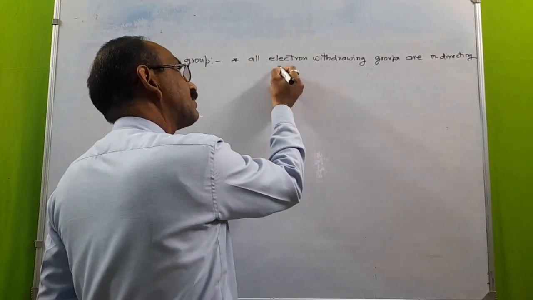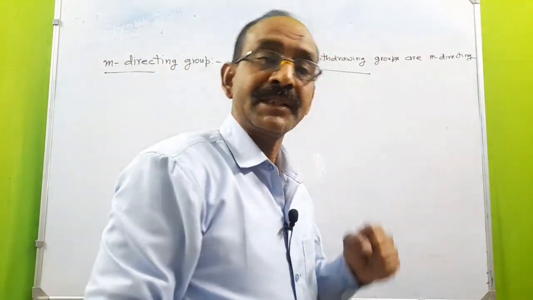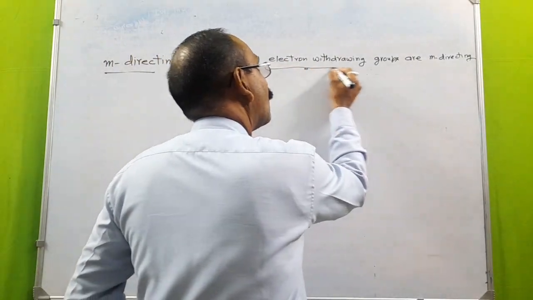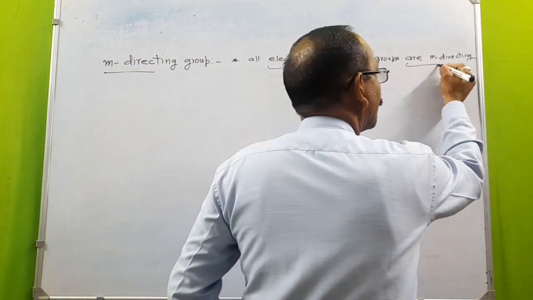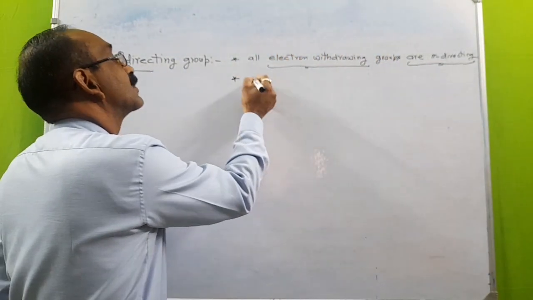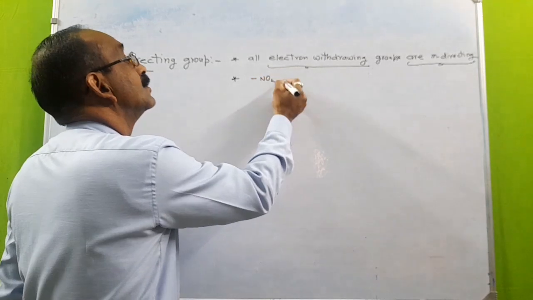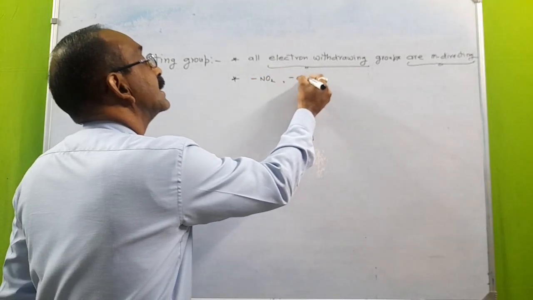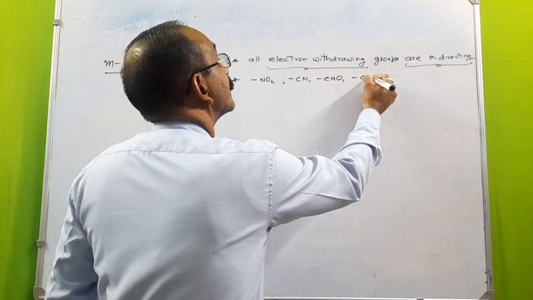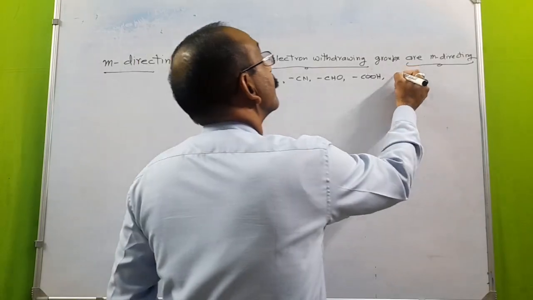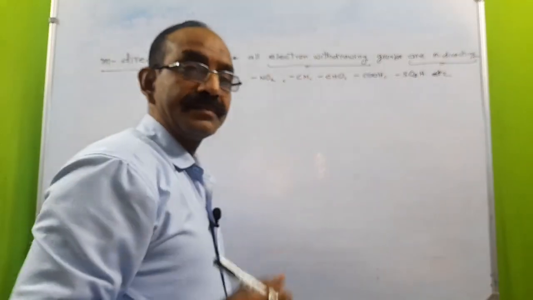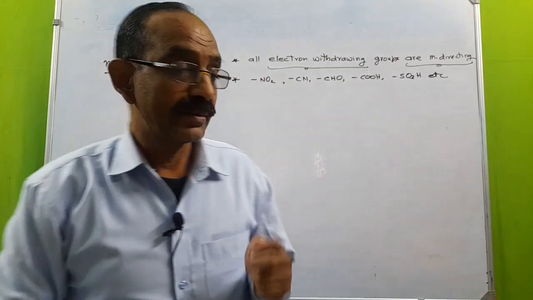See, as you know, the groups and substituents are of two types. One is electron releasing, one is electron withdrawing. So all electron withdrawing groups are meta-directing. Some examples of the electron withdrawing groups are NO2, CN, CHO, COOH, SO3H, etc.